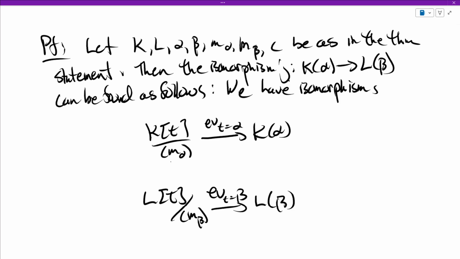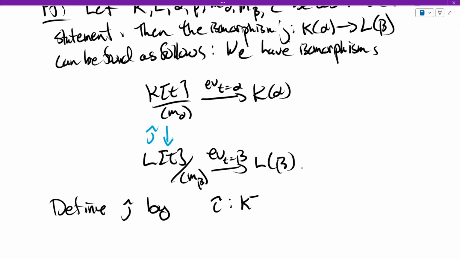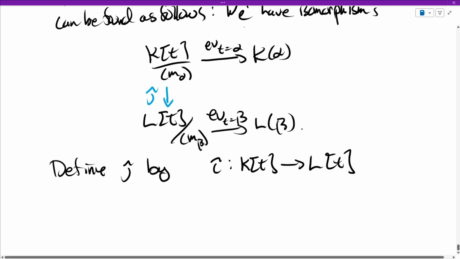All right, there is a mapping this way. Let me call it J hat as follows. So define J hat by, well, we know we can extend iota hat to be a homomorphism from the ring of polynomials over K to the ring of polynomials over L. This is just the change of coefficients function, right?